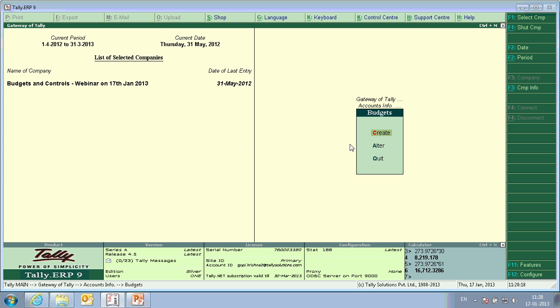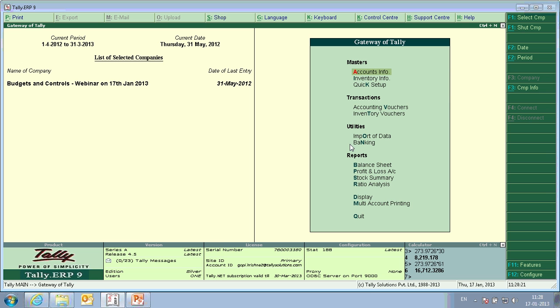Yeah, Apex says cost center budget can be maintained for different departments. Yeah, you can do that.